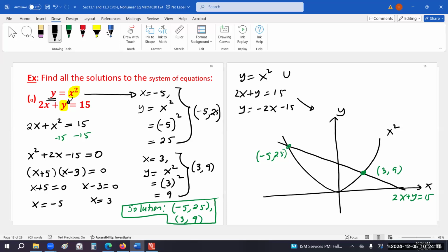The second method is called elimination. In real life, elimination means you're eliminating something.